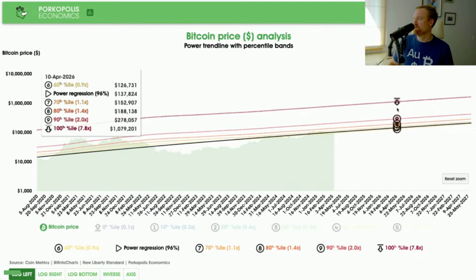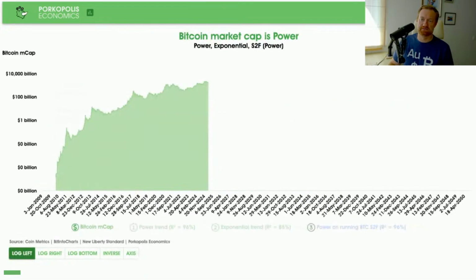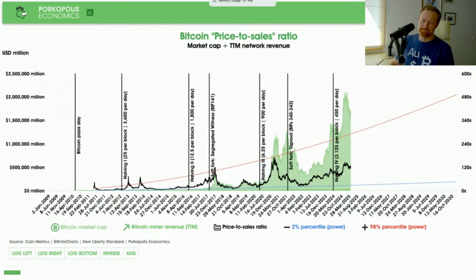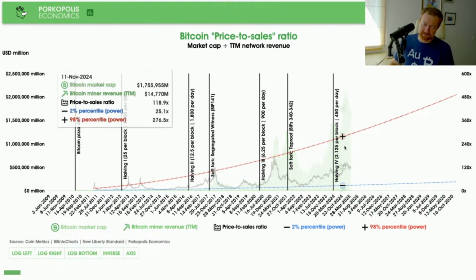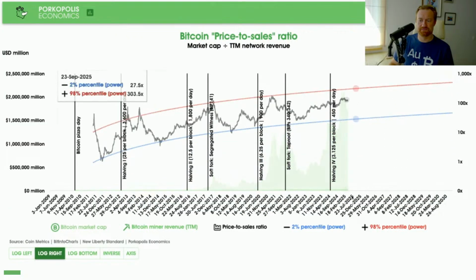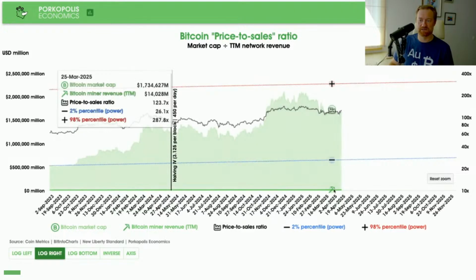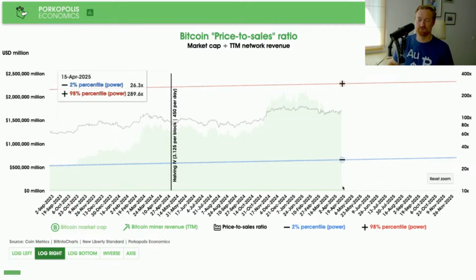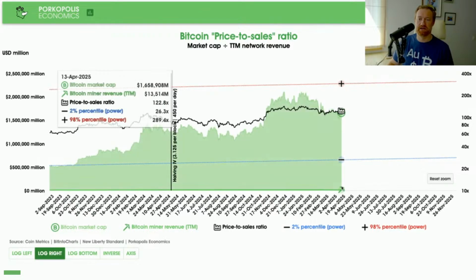All right. Here is another way to look at where we are in the cycle: the price to sales ratio. Remember, this is kind of a unique one. It's total mining rewards and fees. How many times does that go into the market cap? On a rolling trailing 12-month basis. So at the moment, April 13th, at a $1.65 trillion market cap and only 13.5 billion in trailing 12-month miner revenue, this is a price to sales type of metric.